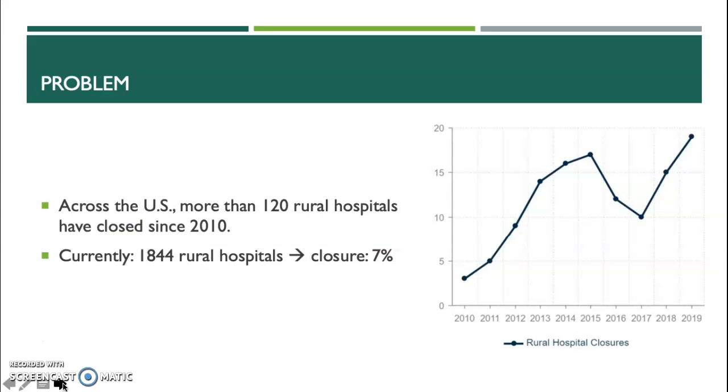So, first, the policy problem. Across the US, more than 120 rural hospitals have closed since 2010, and there are currently 1,844 rural hospitals. So the closure of 120 of them over 10 years is a substantial hit to the rural healthcare system. As we can see in the graph, the number of closures has steadily increased over the past 3 years, and rural hospital closures hit a record high in 2019, with 19 hospitals shutting down.